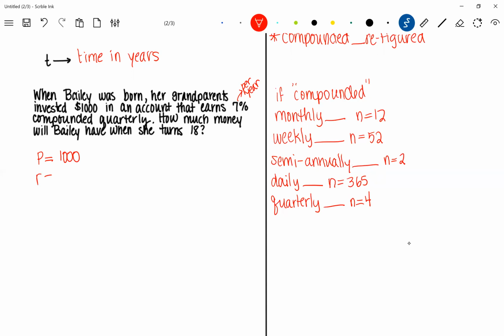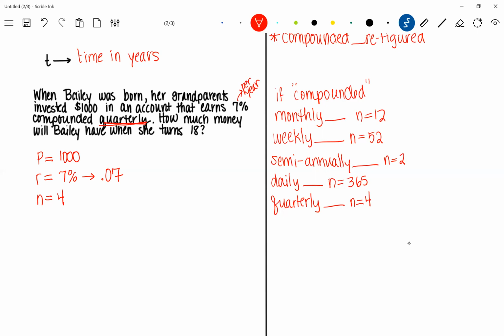We know the interest rate. How much percent is she going to earn each year? 7%. Now remember, when you have a percent, you have to move the decimal 2 places to the left. So when we put that into the formula, it's going to be 0.07. Do we know how many times each year it's going to be recalculated? 4 times. Where'd you get that from? Quarterly. Since it says quarterly right there, N is going to be 4.